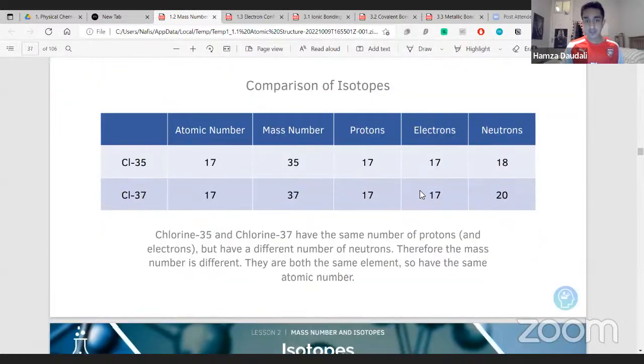So as you can see, an example of two isotopes: Cl-35 and Cl-37. They both have an atomic number of 17, but different mass numbers due to a different number of neutrons.